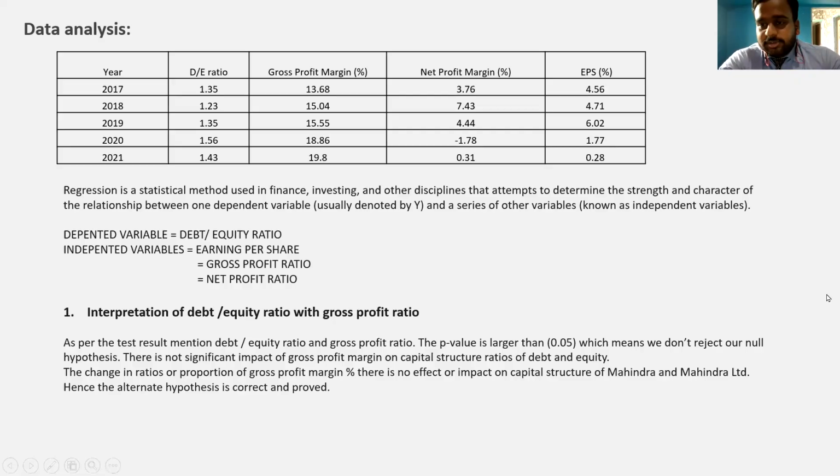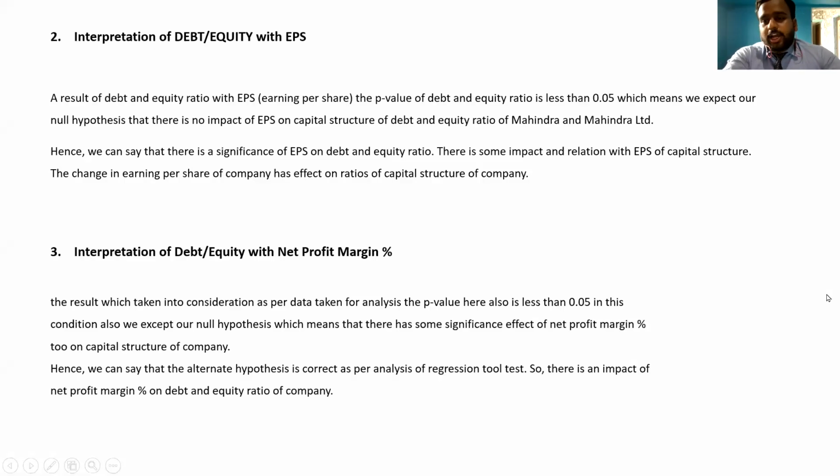So let's move further to our second interpretation, which is about the debt to equity ratio and the earning per share. The result of debt to equity ratio with earning per share: the p value of debt to equity ratio is less than 0.05, which means we accept our null hypothesis that there is no impact of earning per share on the capital structure of debt and equity ratio of Mahindra and Mahindra Limited.